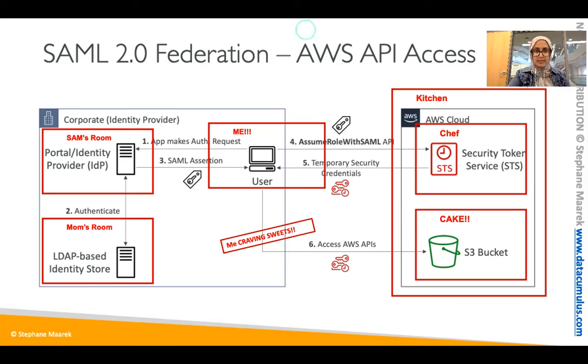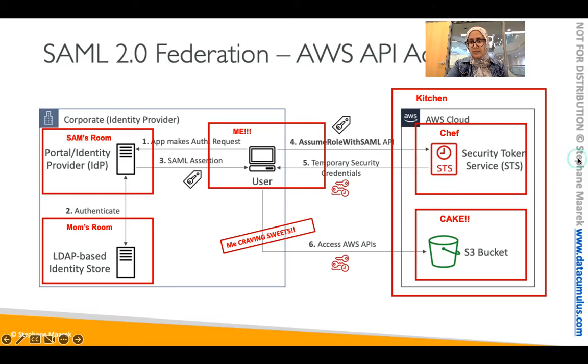Okay, dokie. So this is the SAML 2.0 Federation with AWS API access. And if you can see, this is not my slide, right? This is one of the slides I took from Stephane Maarek. I'm taking his course on Udemy for the Solutions Architect Professional exam.